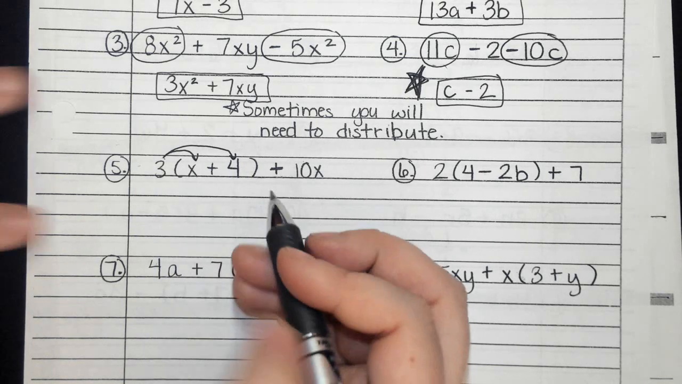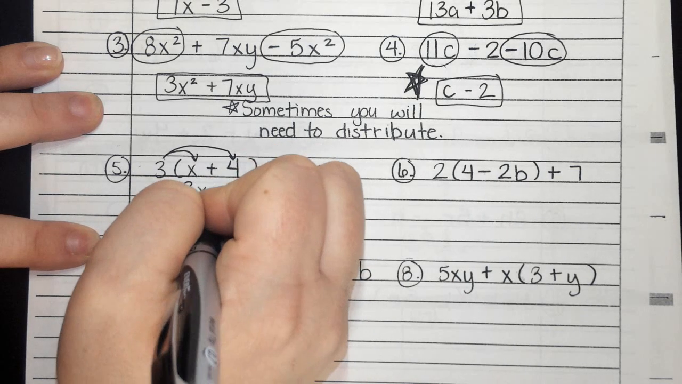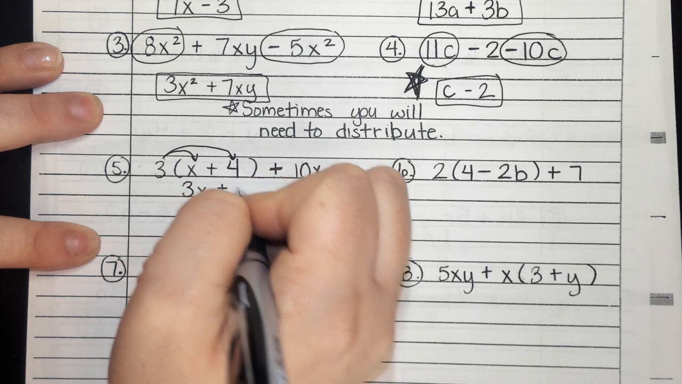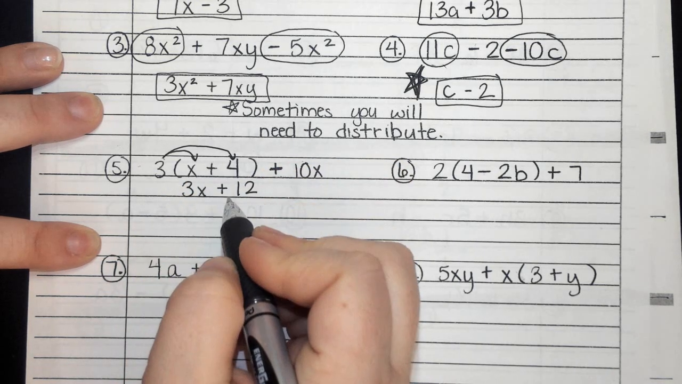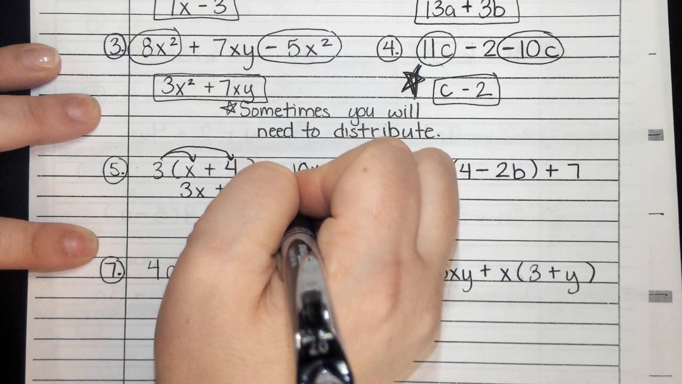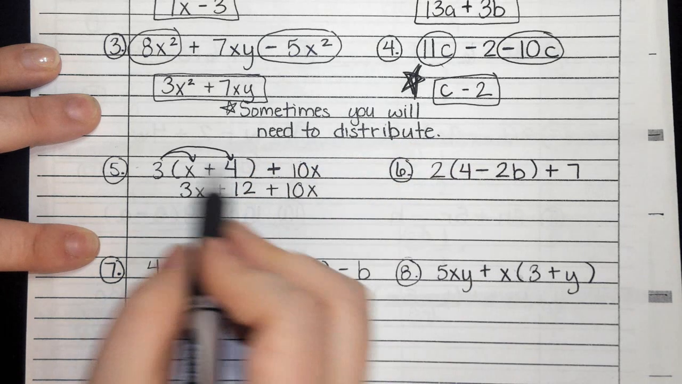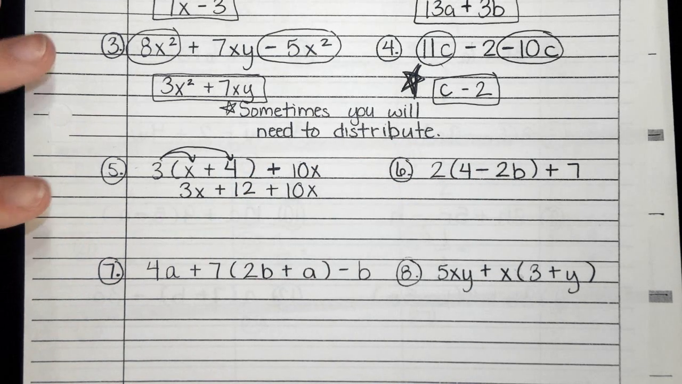So multiplying 3 times x, that gives me 3x. 3 times 4 gives me 12. Just keep that plus sign there. Plus 10x. Now that I've gotten rid of those parentheses, now I can do what I was doing before.